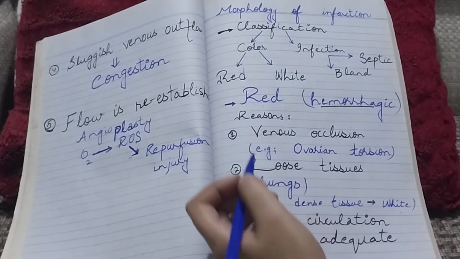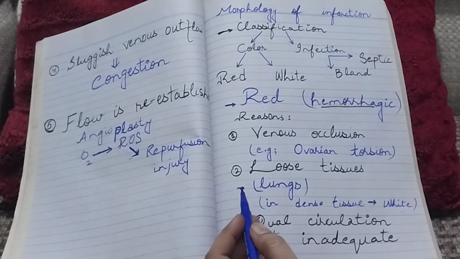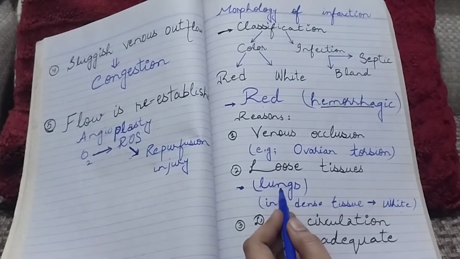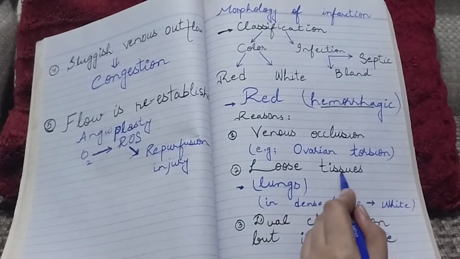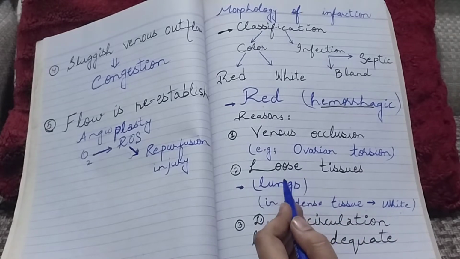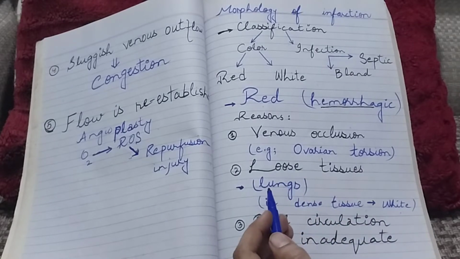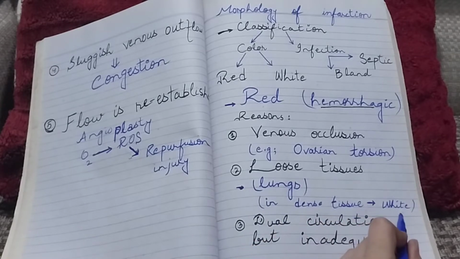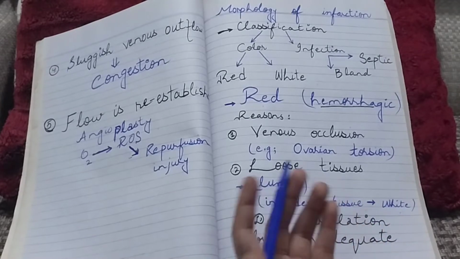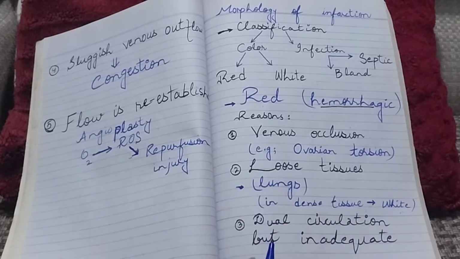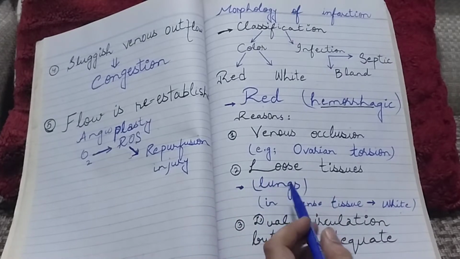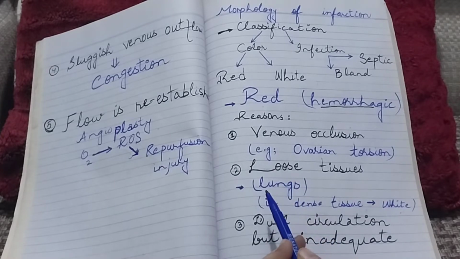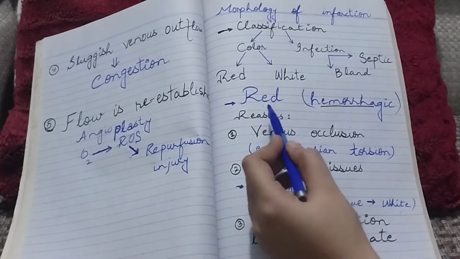Second point where red infarct can occur is in loose tissues like lungs, while in dense tissues we will see white infarct, which we are going to discuss in a couple of minutes. So in loose tissues where blood can collect in infarcted zones, we will see which type of infarct? Red.